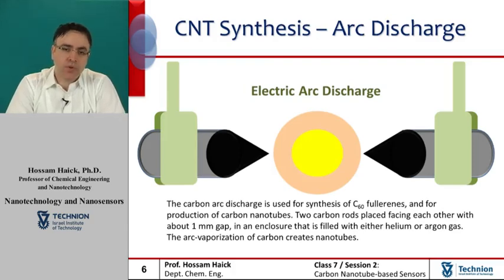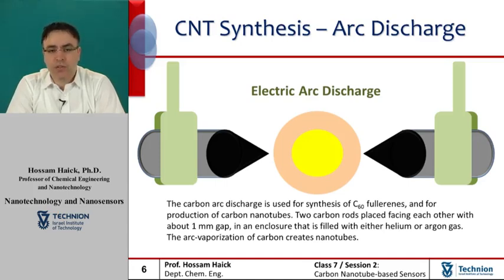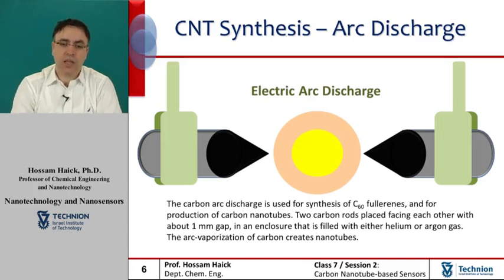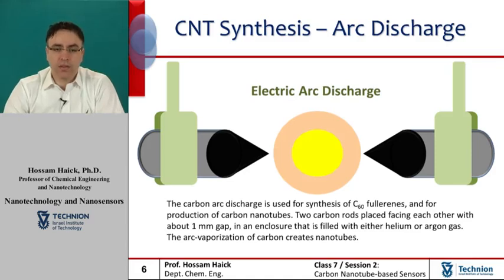A different approach for synthesis of carbon nanotubes is by electric arc discharge. This approach involves voltage applied between two graphite electrodes, as illustrated in the image, and of course all of this process involves high temperature. The synthesis in this approach is performed in a chamber filled with an inert gas. It could be either helium or argon.